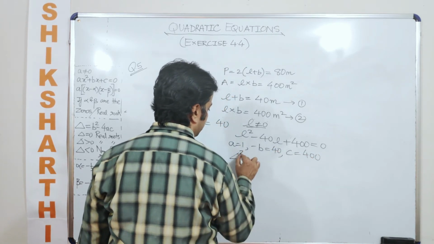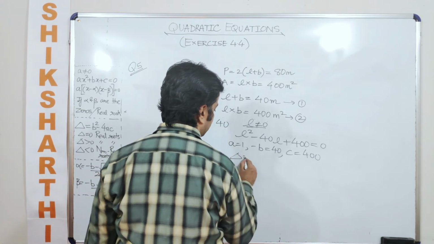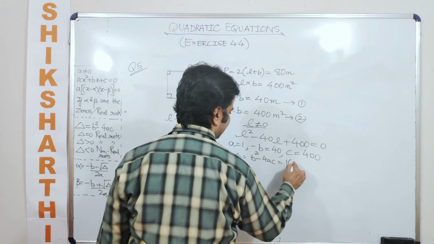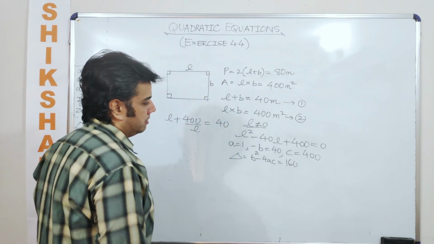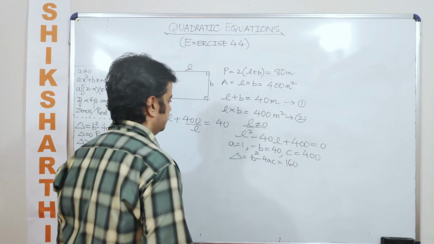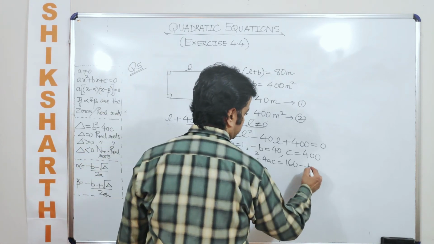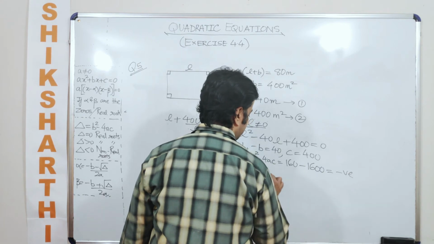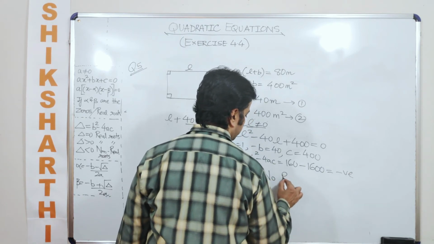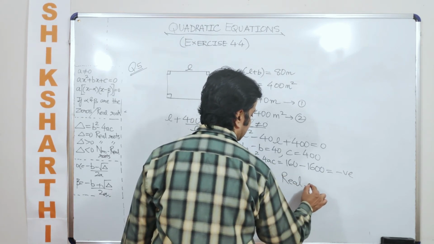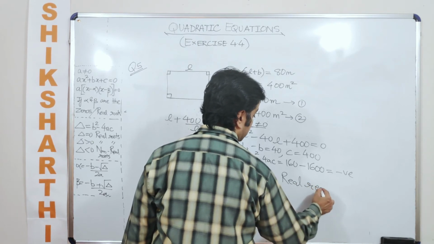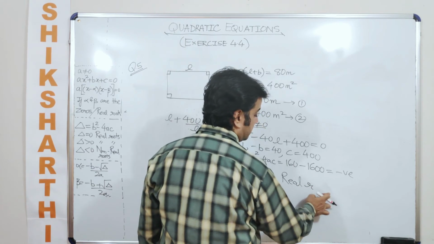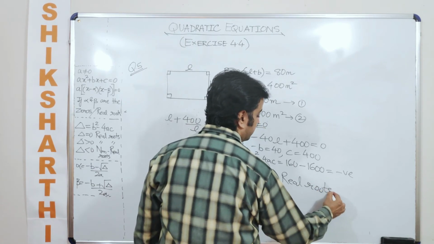Let us quickly find out the value of delta. So the value of delta here is B square minus 4AC. How much is B square? 160 minus 4AC. This comes out to be negative. Negative means no real solution. No real solution means such a rectangle cannot be formed.